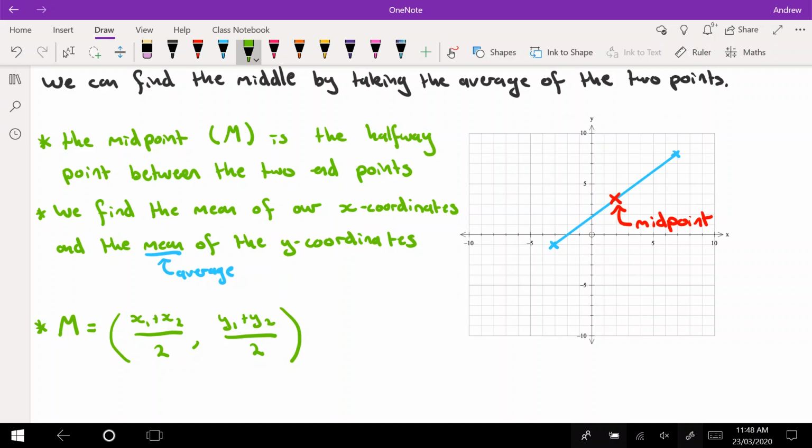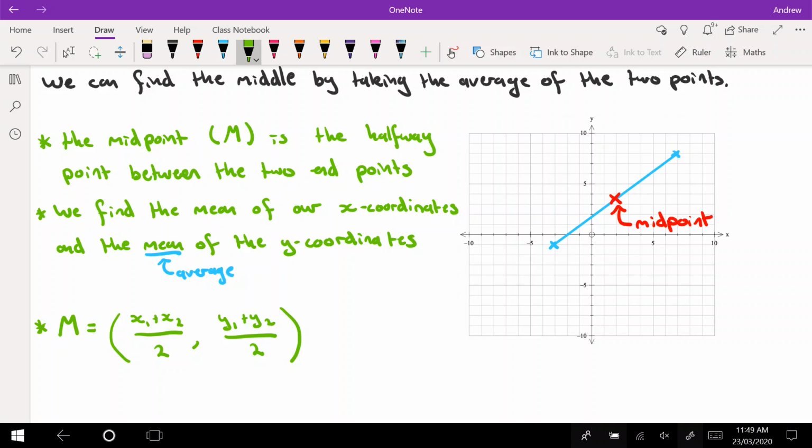Bryn? Where it says x1 and x2, does it matter which one is x1? It doesn't matter which one's which. It just matters that the same points are there. How come you're dividing by 2? Because you're finding the average to find the middle of it. Sarah? So you have 2 points. So it's the x coordinate at point 1, the y coordinate at point 1, and then the x coordinate at point 2, the y coordinate at point 2.